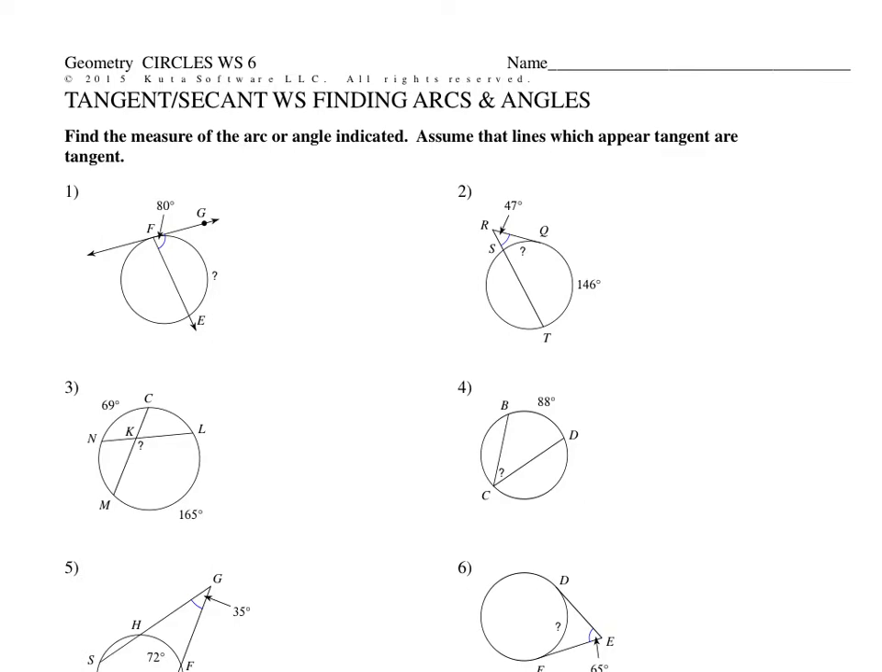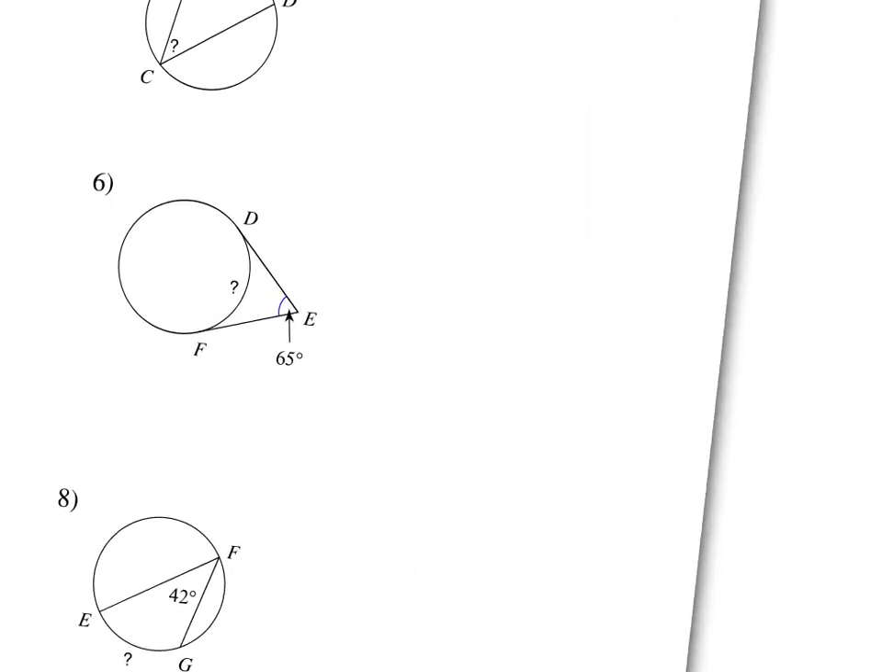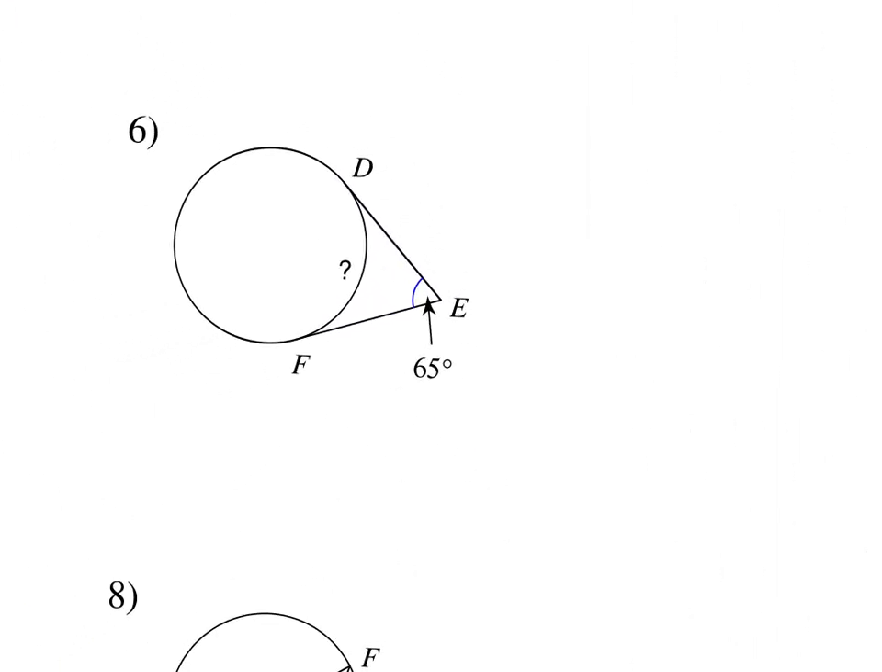Homework shouldn't give you a problem. Number 6 might be the only one that does, so let's take a look at that one. Notice they intersect in the exterior, so which one are we going to use? We're going to use the difference. So the arc measure is 65. It's equal to 1/2 the difference of the larger arc, which we don't know, and we don't know the smaller arc.